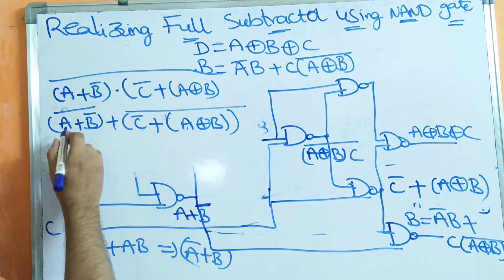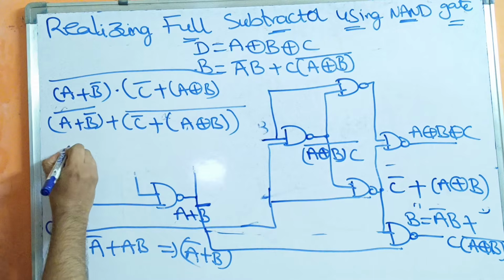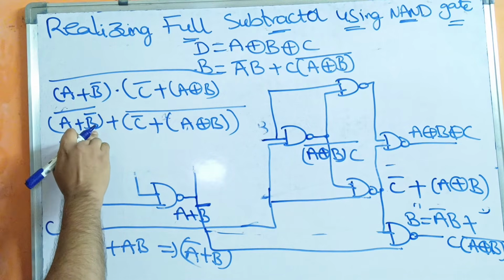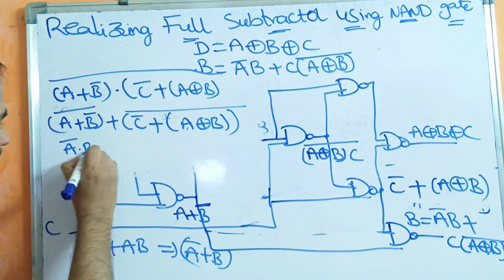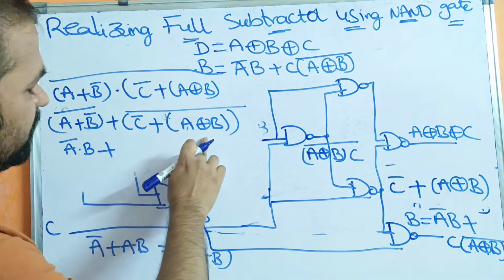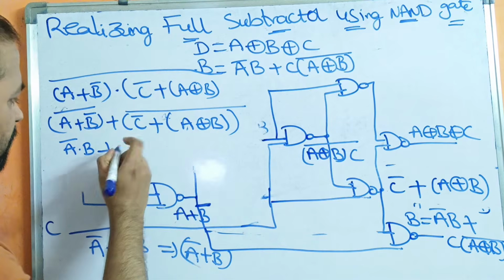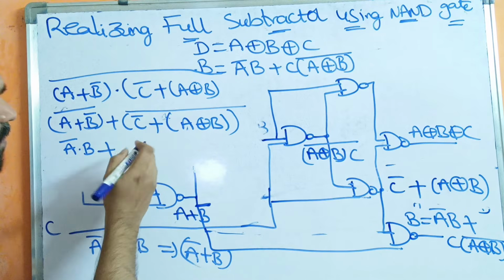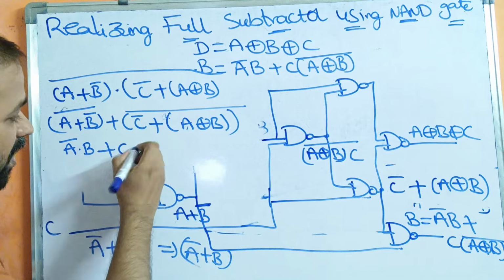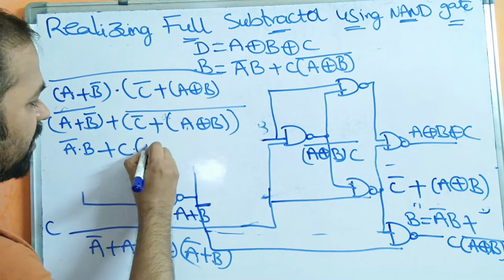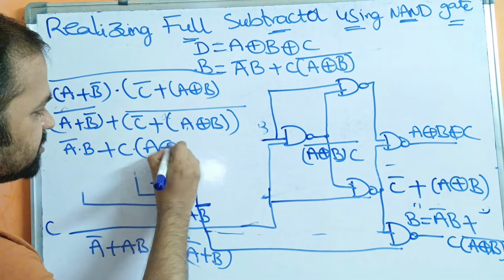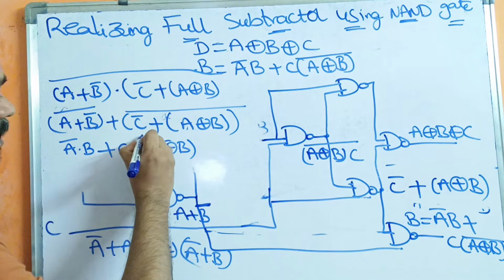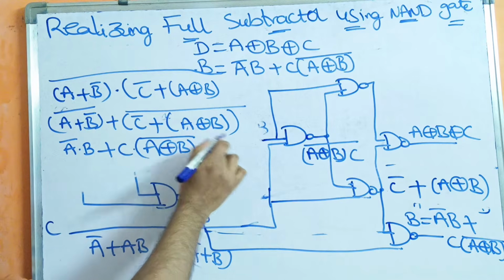This is in the form of A plus B whole bar. Formula is A bar into B bar. Here what is B? B bar. B bar is nothing but B. Plus this is also in the form of A plus B whole bar, so the formula is A bar. Here what is A? C bar. C bar means C. A bar into B bar. What is B here? A exclusive or B. A plus B whole bar means A bar into B bar. So A exclusive or B bar.